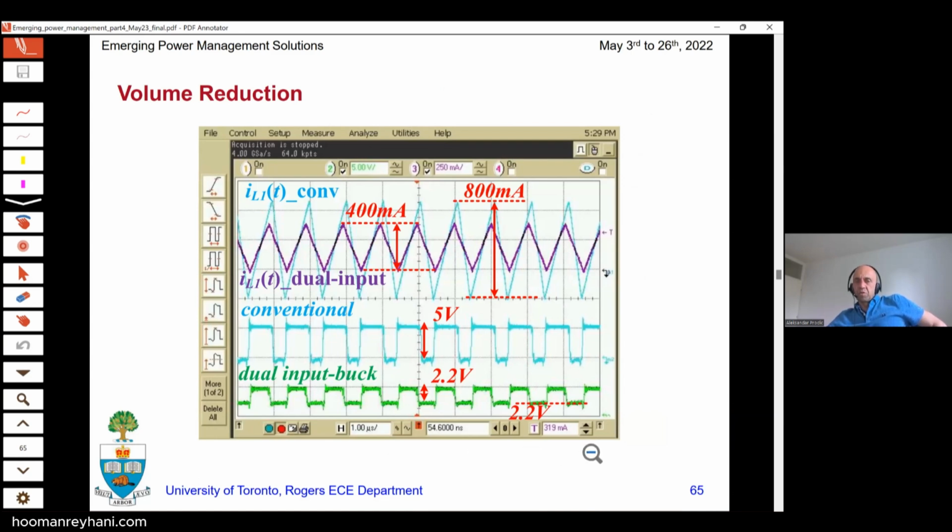So this diagram shows further tests in comparison with the conventional buck. Here we can see that for the conventional buck we have a swing of 500 milliamps, 5 volts, here 2.2, and we can see that due to the reduction of this voltage swing, we also have a reduction in the inductor ripples. So basically this purple diagram here shows the inductor current ripple for the on-chip implementation case.